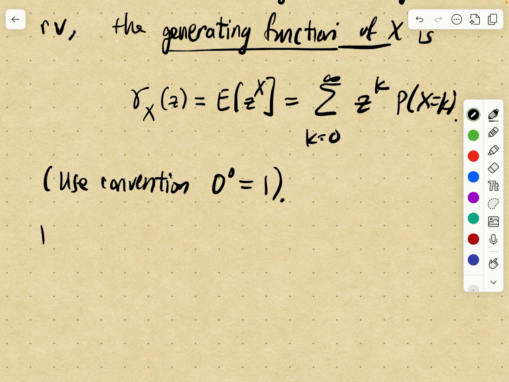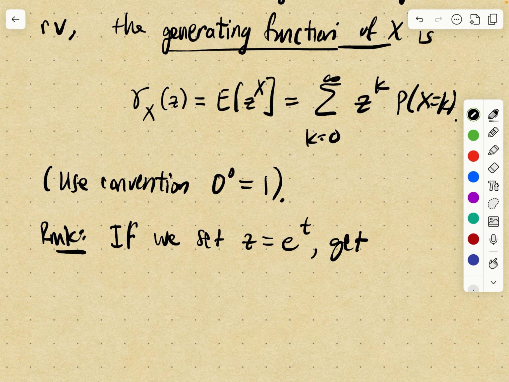Okay, and a remark is that this is closely related to the moment generating function, because if we set z equal to e to the t, what you get is the expectation of e to the tx, which is the moment generating function, right?